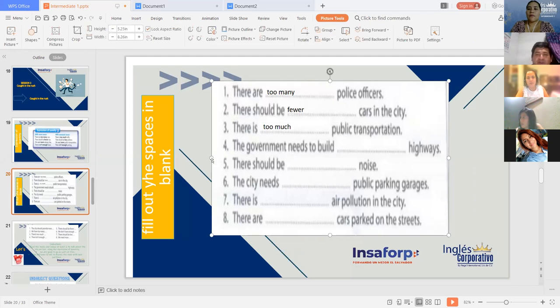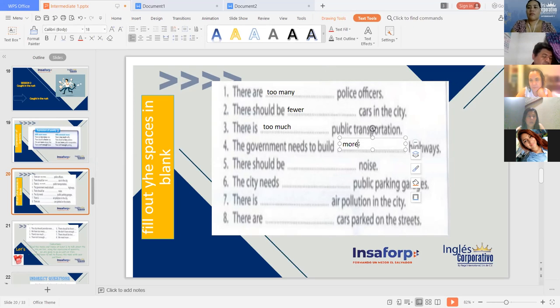What about the number four? The number four says the government needs to build blank highways. More. The government needs to build more highways. More highways, okay, thank you. What about the number five? There should be fewer.